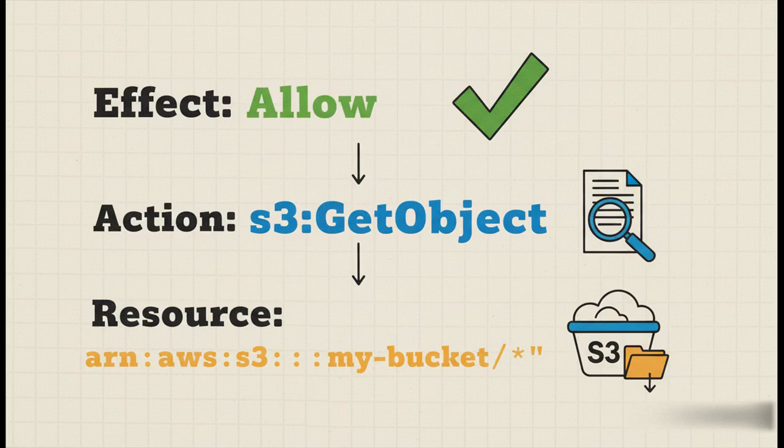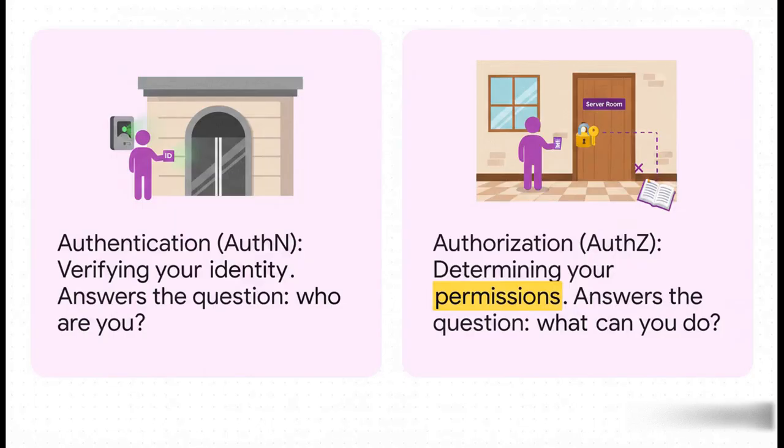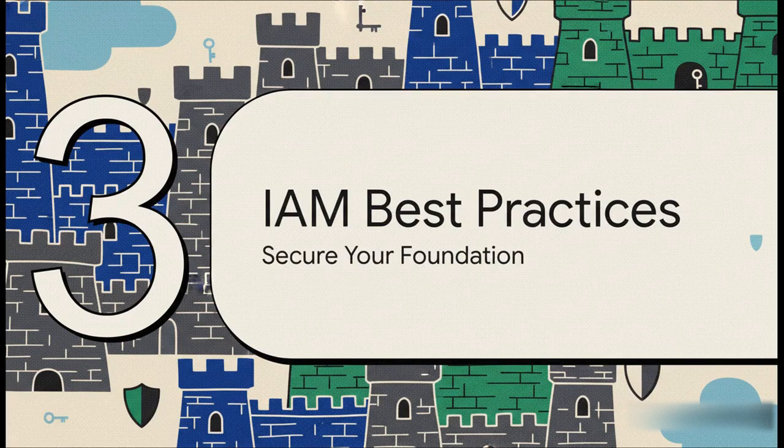Simple as that. And this gets at a really important concept: authentication versus authorization. They sound similar, but they're totally different. Authentication is just proving you are who you say you are. That's your username and password. But authorization is what happens after you're logged in. That's IAM's main job. It looks at your policies and decides, okay, now that you're in, what are you actually allowed to do?